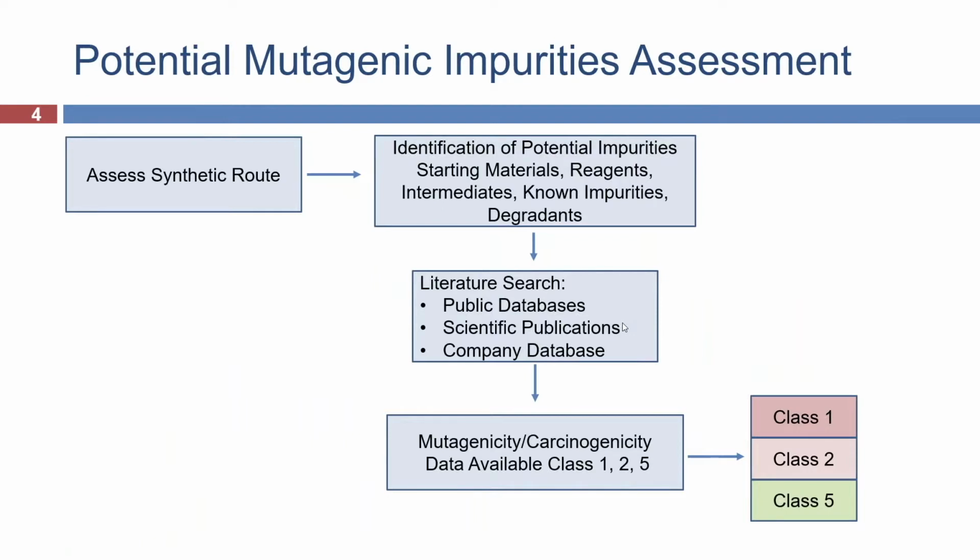In assessing the potential mutagenic impurities, our assessment starts with assessing the synthetic route. We identify any potential impurities, and this includes starting materials, reagents, intermediates, and any known impurities or degradants. This basically includes a literature search of public data, scientific publications, and our company database, and the aim is to find mutagenicity and carcinogenicity data available so we can start classifying all these compounds into class 1, 2, and 5.